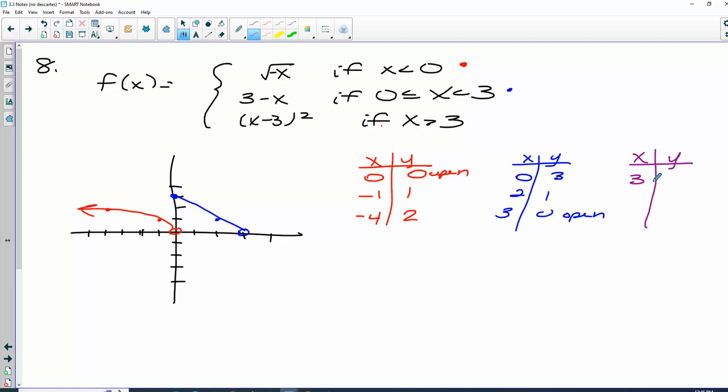And then the last one, we start at 3. So again, solve, and we get that the probability of C and D is bigger. So 3 minus 3 is 0, square root is 0, so we already have an open circle there. 4 minus 3 is 1, square root is 1. 5 minus 3 is 2, square root is 4.